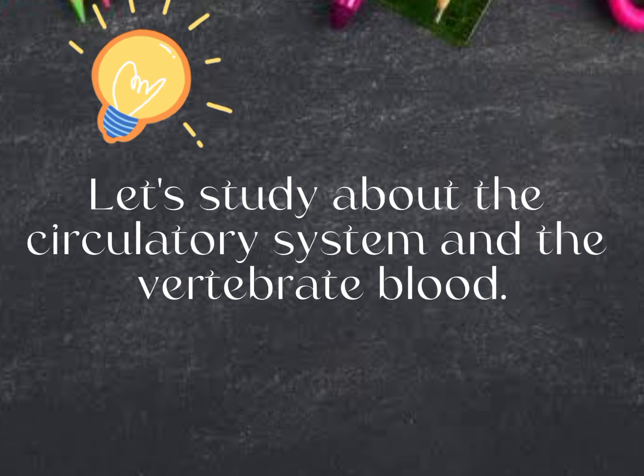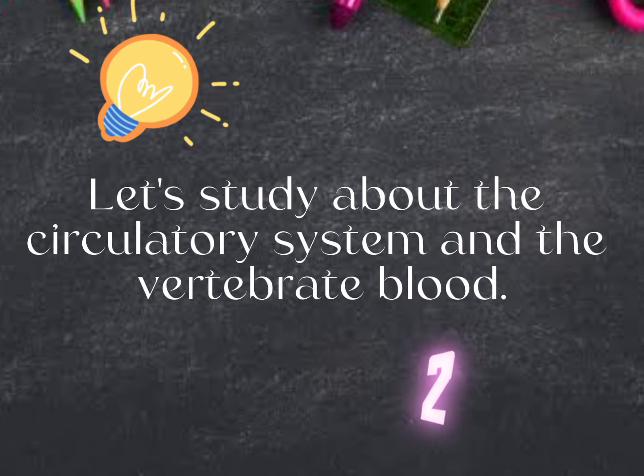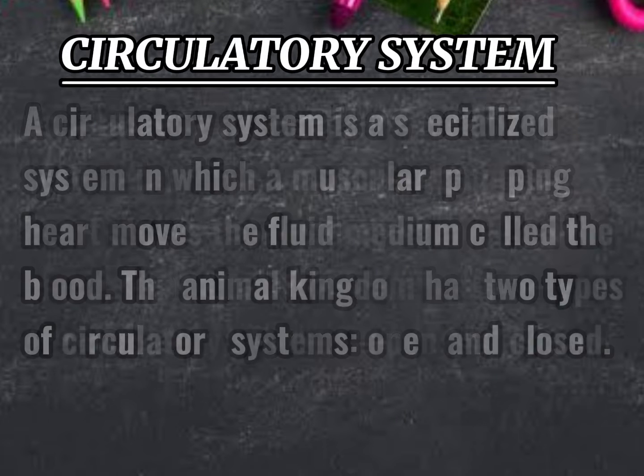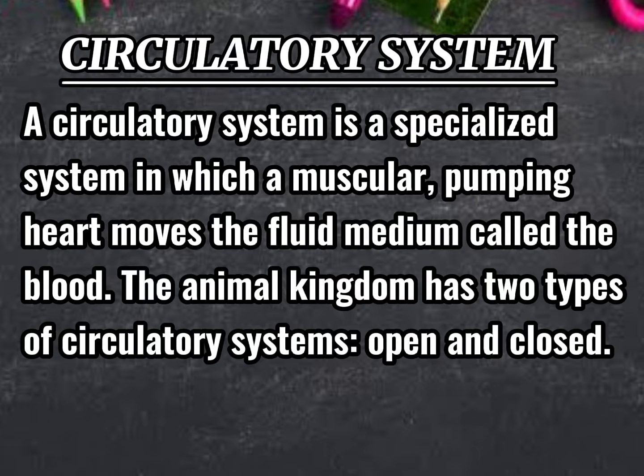Let's study about the circulatory system and the vertebrate blood. A circulatory system is a specialized system in which a muscular, pumping heart moves the fluid medium called the blood. The animal kingdom has two types of circulatory systems, open and closed.